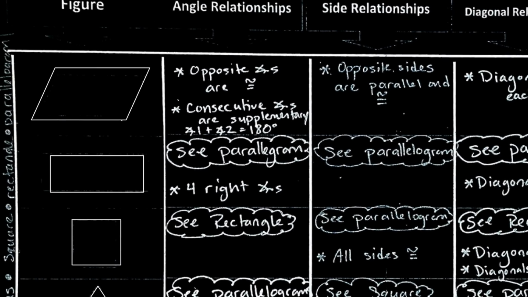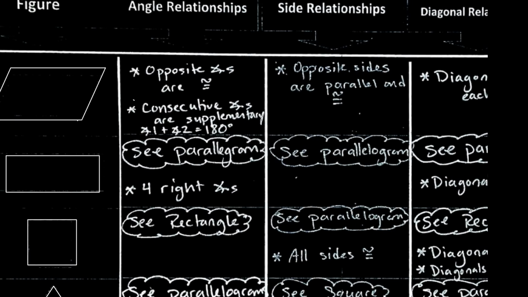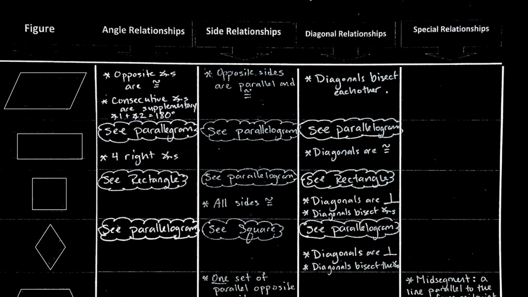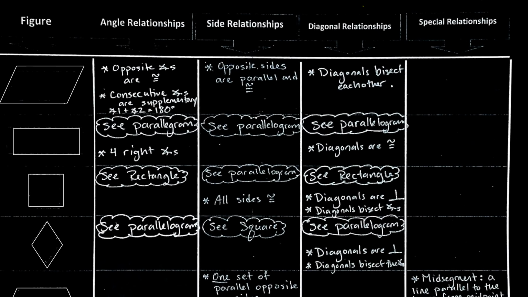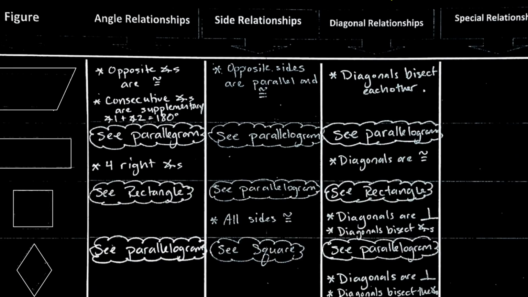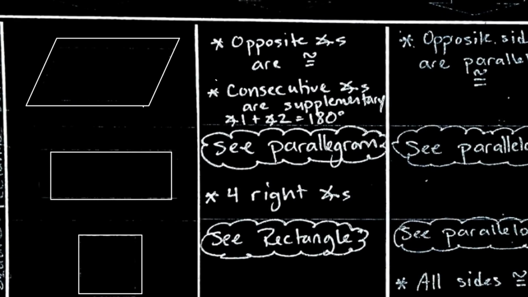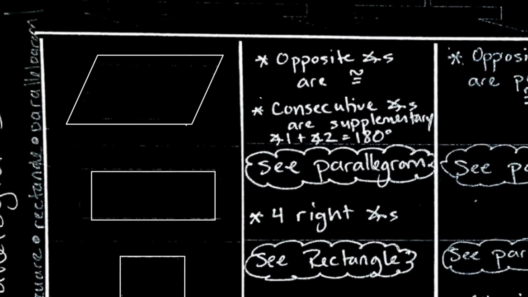So you can see there are 4 different categories for the properties that we're going to go over today. There's angle relationships, side relationships, diagonal relationships, and then lastly, a special relationship. So first, we're going to mark up the parallelogram.